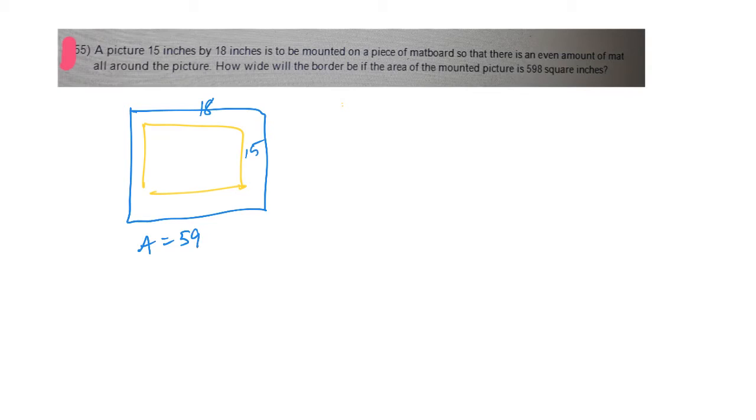Next question. A picture 15 by 18 inches is mounted on a piece of mat board, so that there's an even amount of mat all around the picture. How wide will be the mat if the area of the mounted picture, so that's at the end, is 598 square inches. So the area of the blue is 598.